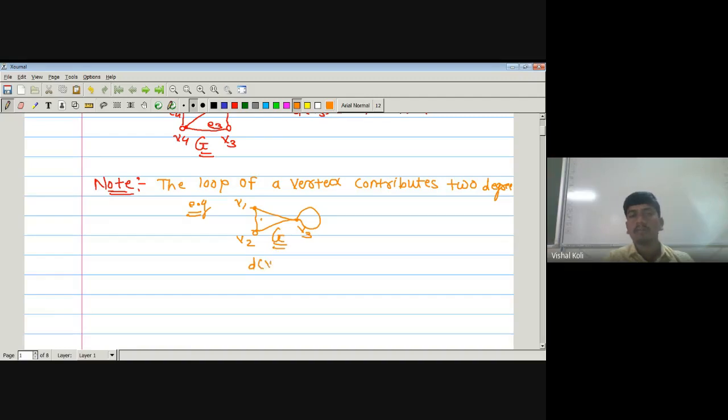Degree of V1 is 2, degree of V2 is again 2, since there are only two edges incident on vertices V1 and V2. Now here we have to find the degree of vertex V3. Actually there are three edges incident on vertex V3, but edge E4 is a loop. Edge E1 is counted at V1 and V2.